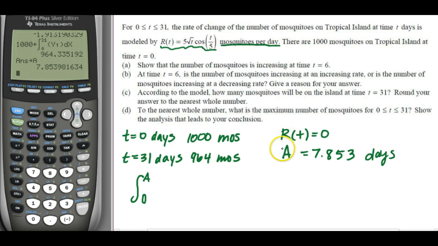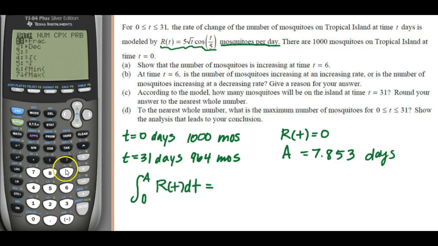And on the AP exam, you're going to want to do this as well. You're going to want to list what you stored as a, and then the integral we're setting up to find the number of mosquitoes there were at 7.853 days is the integral from 0 to a of r of t dt. So now we're going to go to Math 9 for integrals. 0 to my upper limit of integration is now a.